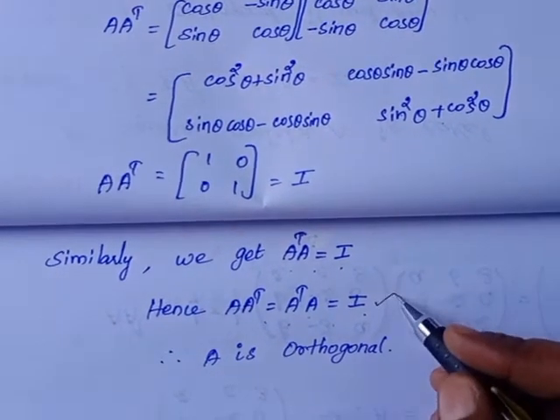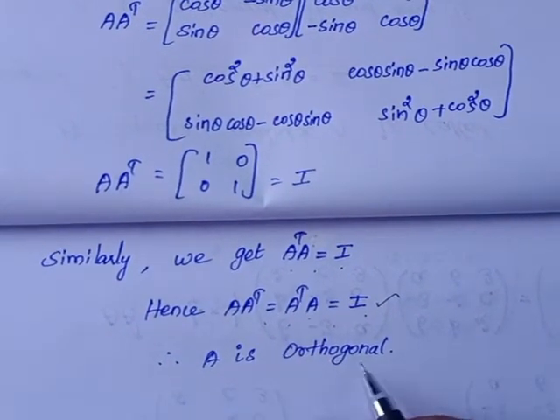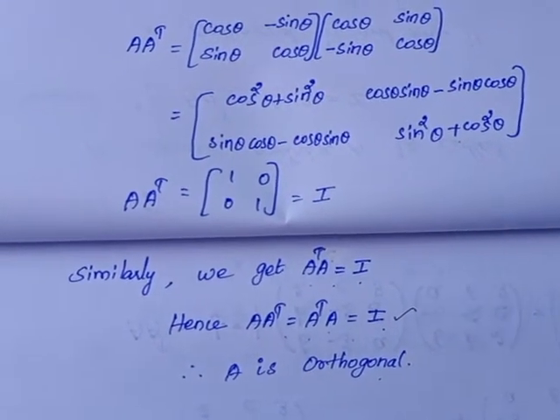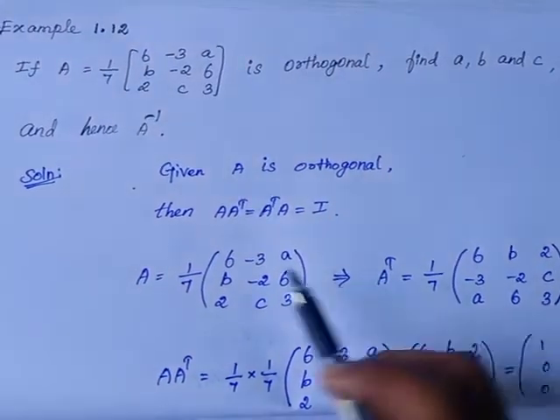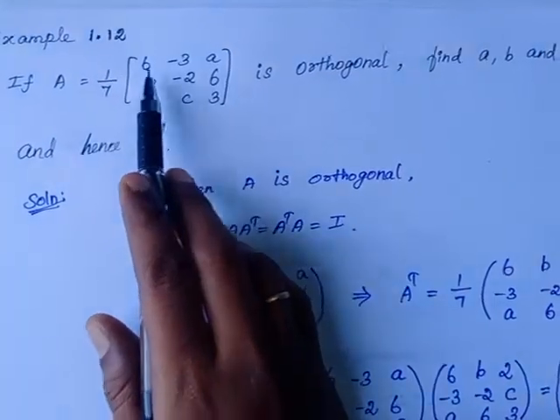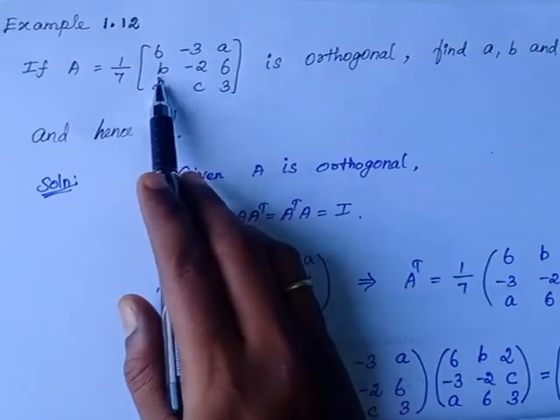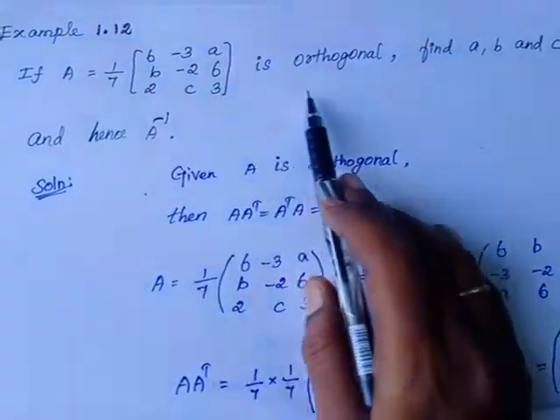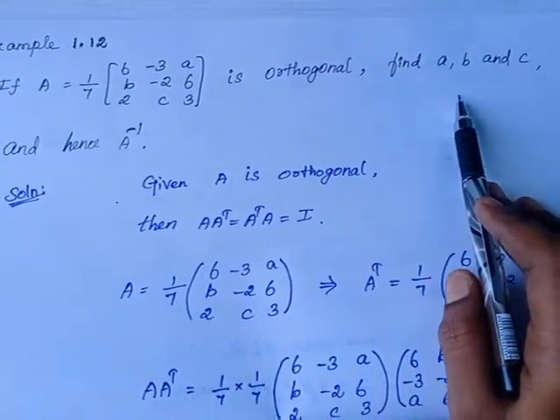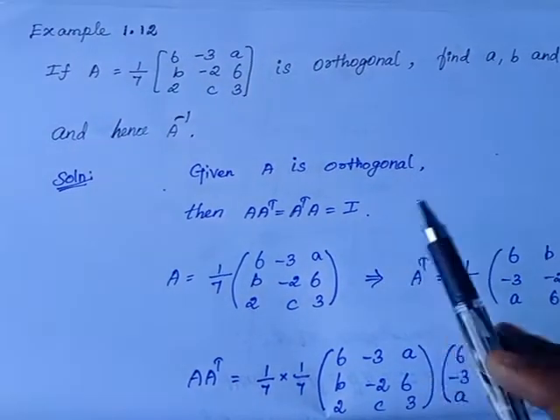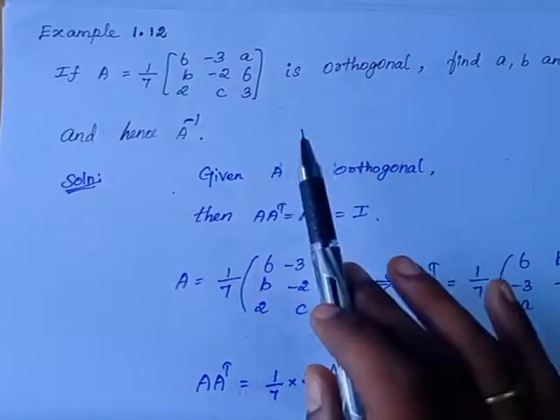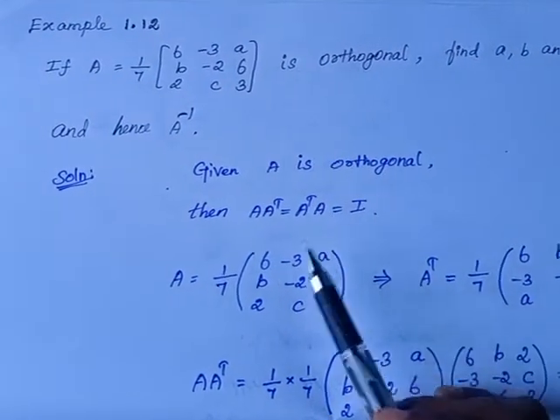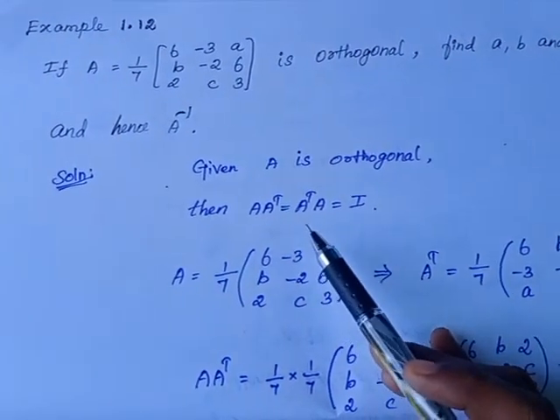We get this result, which means the given A matrix is orthogonal. The next problem is: if A equals 1 by 7 times the matrix [6, minus 3, A; B, minus 2, 6; 2, C, 3] is orthogonal, find A, B and C. Here A is given as an orthogonal matrix. So orthogonal means A transpose A equals A A transpose equals I.